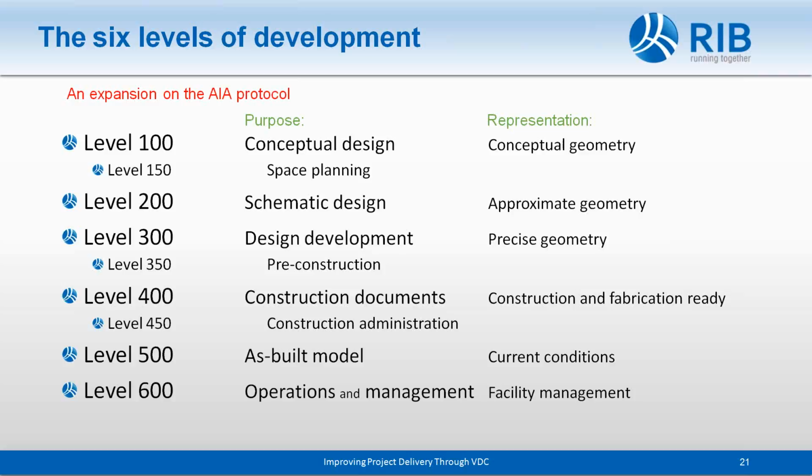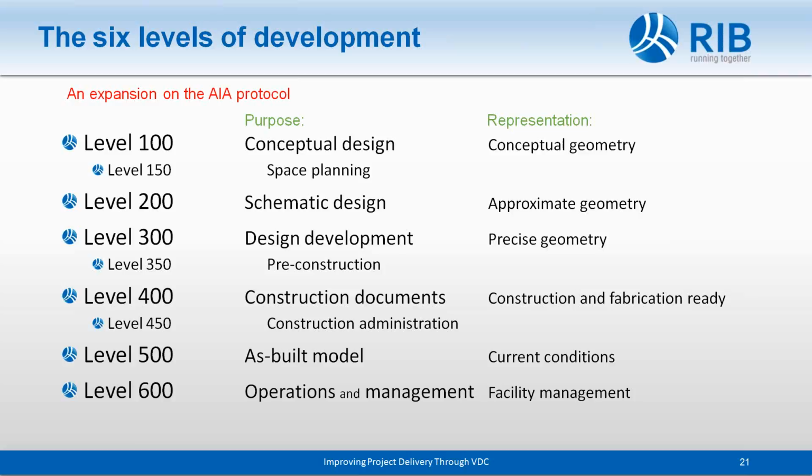Okay, level 100, those are useful and represent the conceptual design level. Level 200, you've moved up into schematics. Level 300, now you're in design development. Level 400, that's your construction documents. If you have a model whose necessary objects are at level 400, then the project can be built. You can use those to actually construct the project.